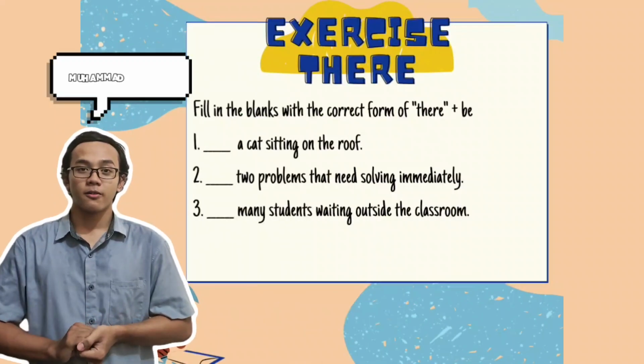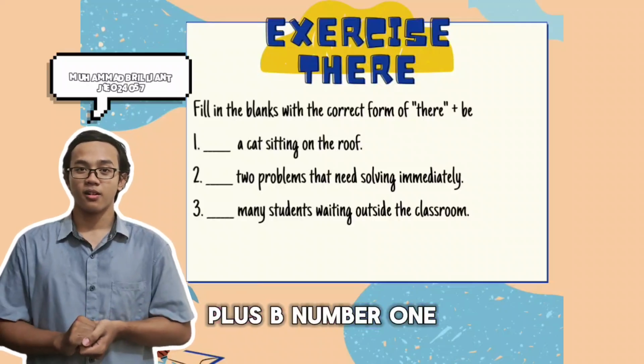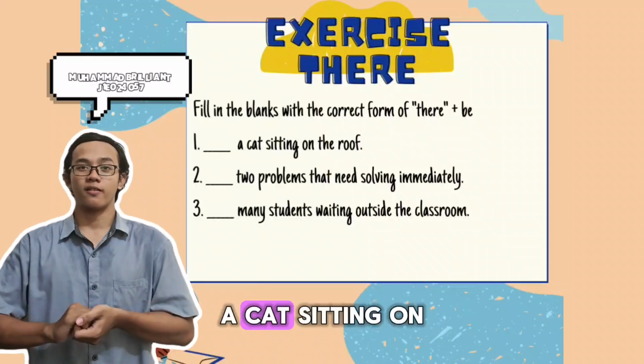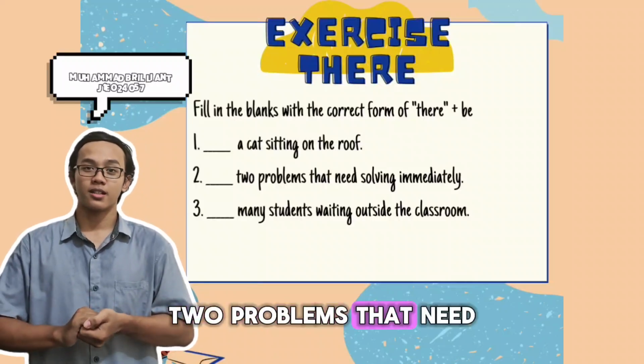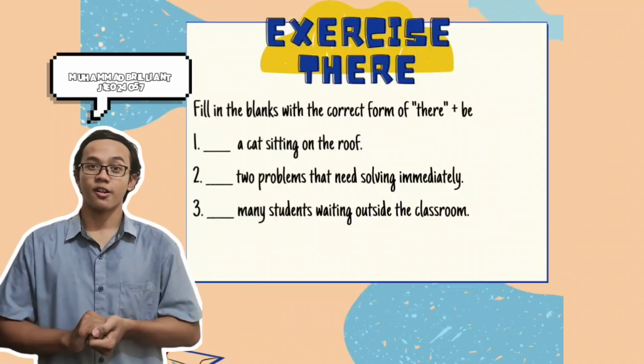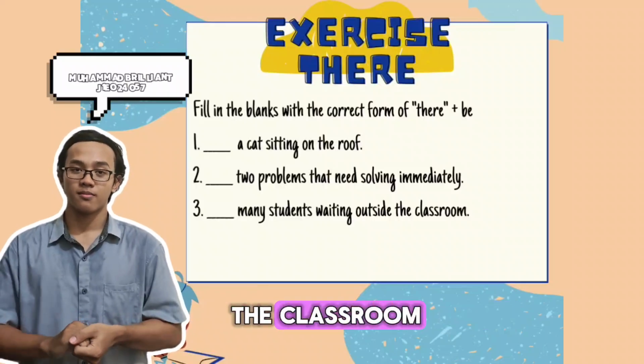Exercise there. Fill in the blanks with the correct form of there plus be. Number 1. A cat sitting on the roof. Number 2. Two problems that need solving immediately. Number 3. Many students waiting outside the classroom.